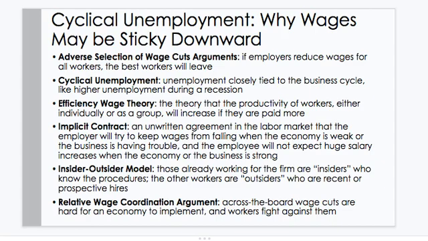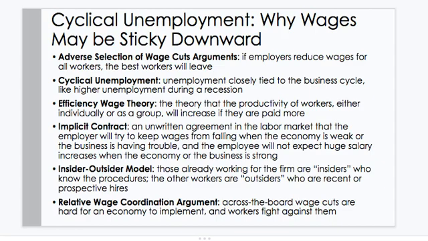Cyclical unemployment, why wages might be sticky downward. Adverse selection of wage cut agreements. If employers reduce wages for all workers, the best workers will leave. Cyclical unemployment. Unemployment closely tied to the business cycle, like higher unemployment during a recession. Efficiency wage theory. The theory that the productivity of workers, either individually or as a group, will increase if they are paid more.